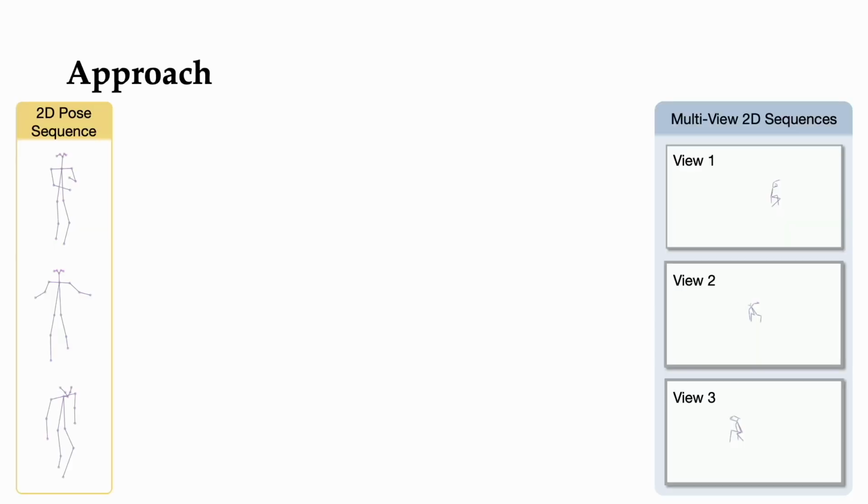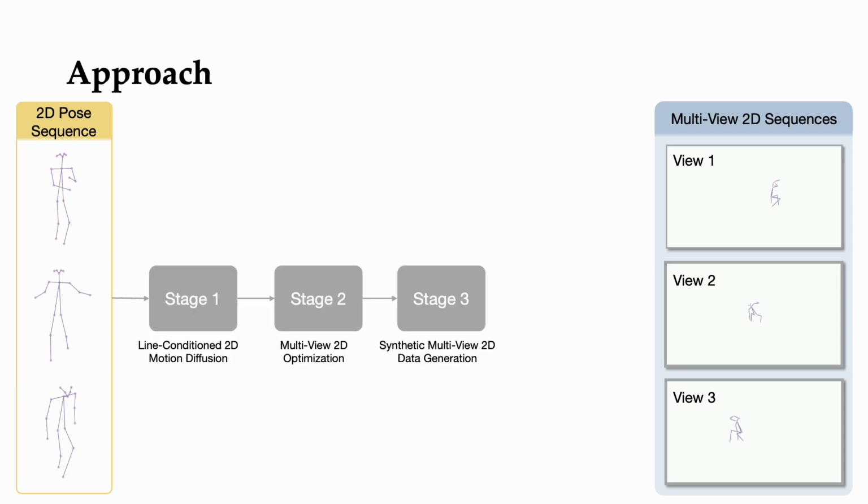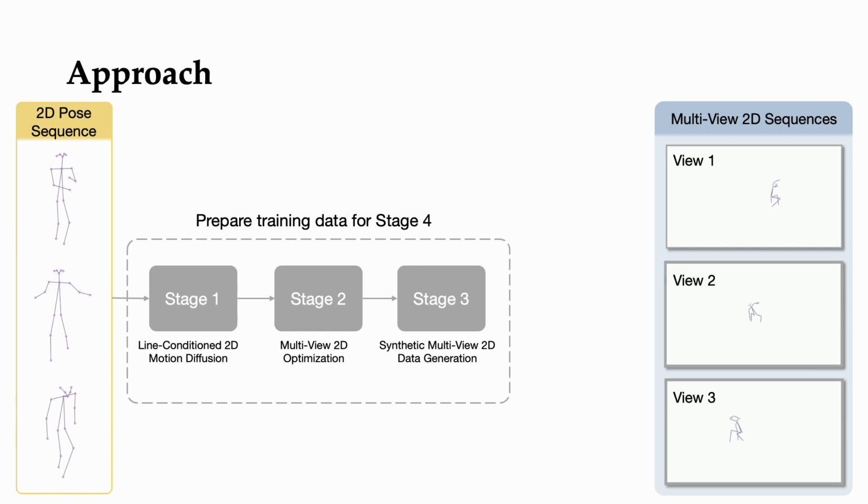Our framework progressively builds multi-view consistency through 4 stages. The first 3 stages prepare training data for stage 4 by gradually introducing stronger multi-view constraints. This synthetic data, with consistent multi-view 2D motions, is used to train our final stage, a multi-view 2D motion diffusion model that directly generates consistent multi-view sequences with a single forward pass.